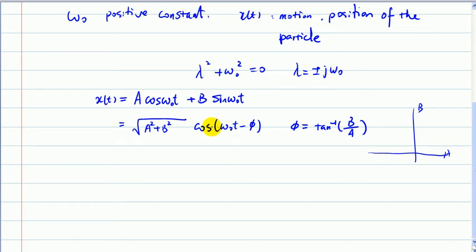So that's basically the definition. In many situations, when you have a system response which takes the form of this, that means the system exhibits a harmonic motion.